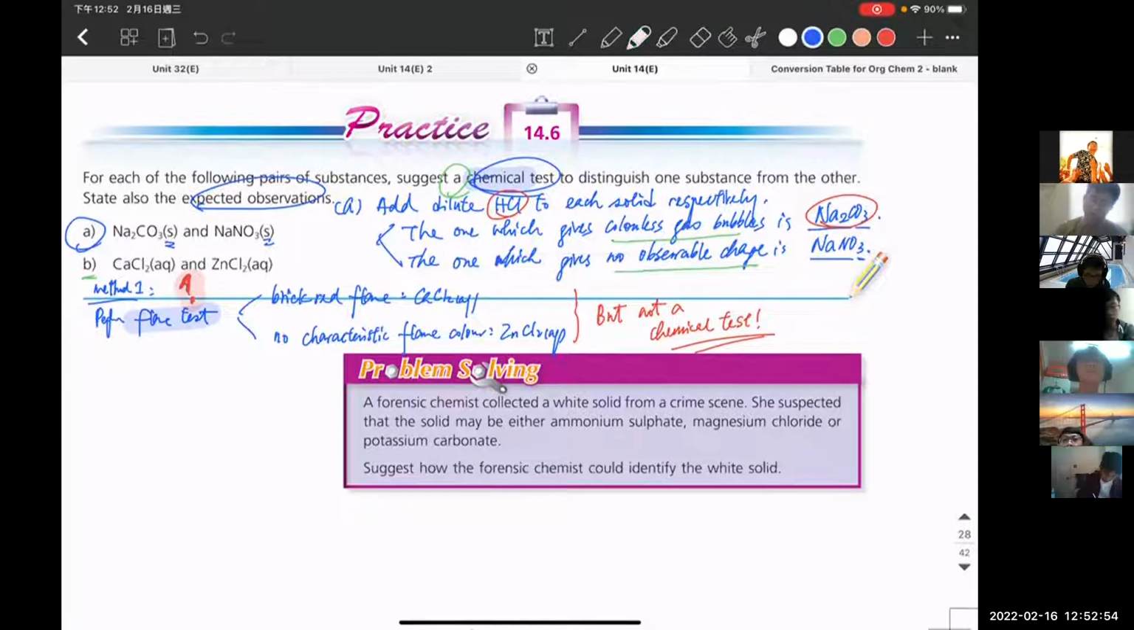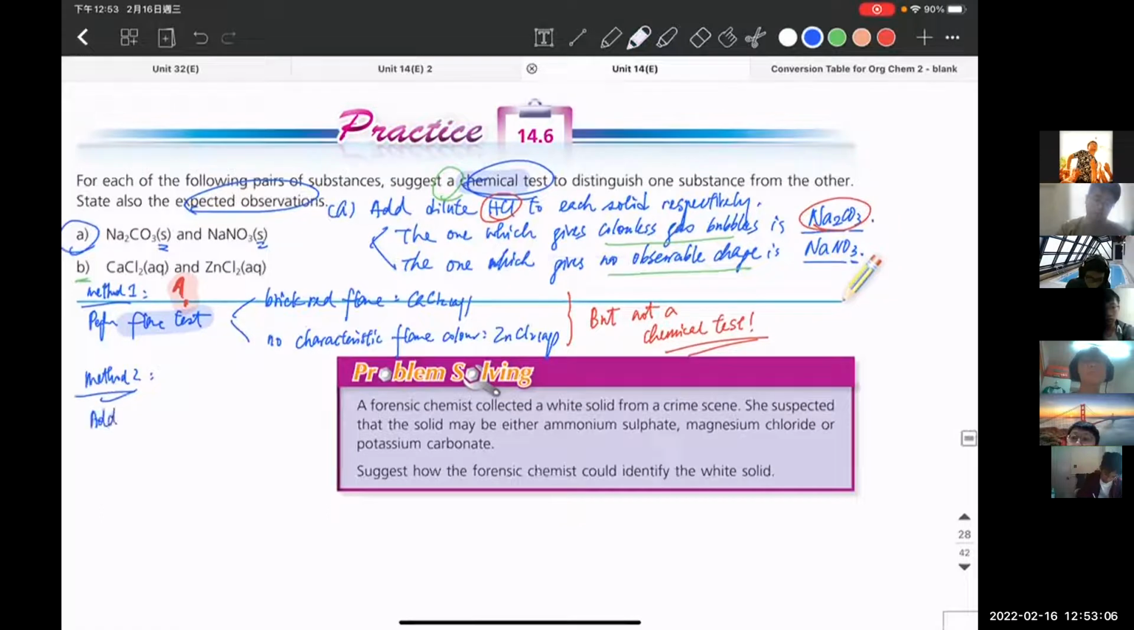How about this? If you think that method one is not a chemical test, then you think of method two. Yes, you are forced to think of an alkali, right? So you are going to add what alkali? NaOH or ammonia? Ammonia. If I use ammonia, what will happen?